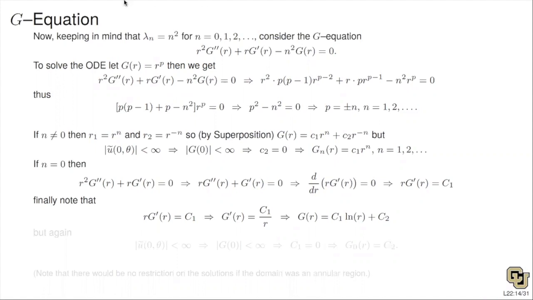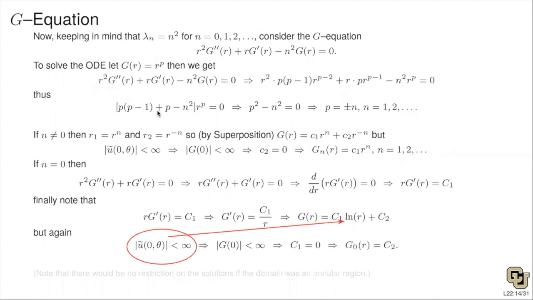So now again, for this domain, the closed disk that includes the pole, the boundedness condition: if r goes to 0, we know ln is going to be unbounded. The boundedness condition that's a result of this closed circular disk domain requires we make c sub 1 equal to 0. So our solution to the g equation for n equal to 0 is just that it's a constant.